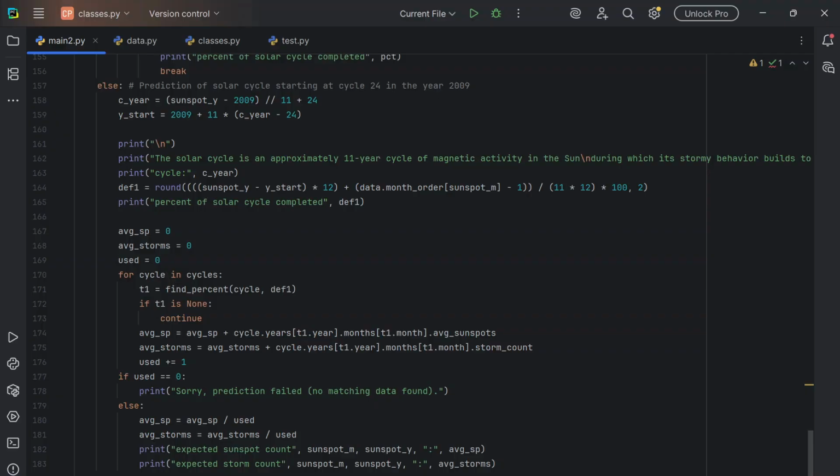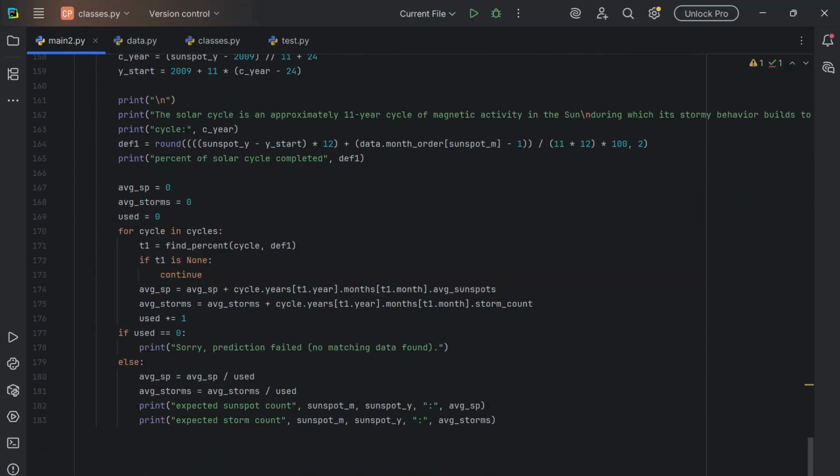It divides by 11 because normally solar cycles have a length of 11 years. This is actually why we limited our prediction between 2008 and 2030, because after 2 solar cycles, the error adds up. Solar cycles are on average 11 years long, but they can actually vary in length, some being 9 years, 8 years, to some being 12. And then the plus 24 is to simply start off the 24th solar cycle. That's why in C year we have minus 24, because that gives us the percent completed. And now we can start with the test.